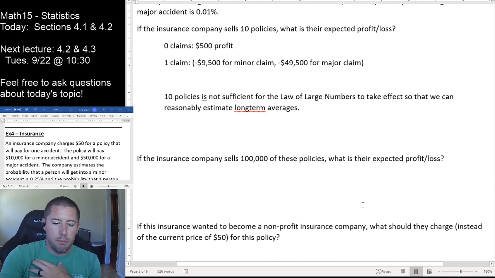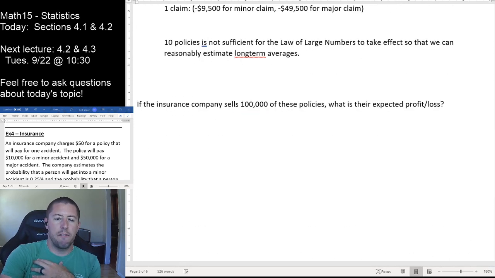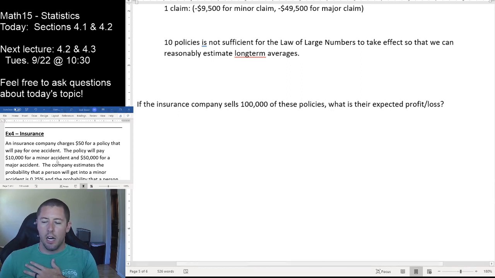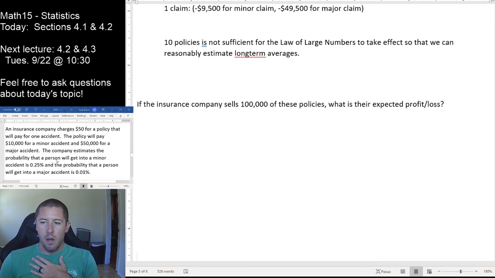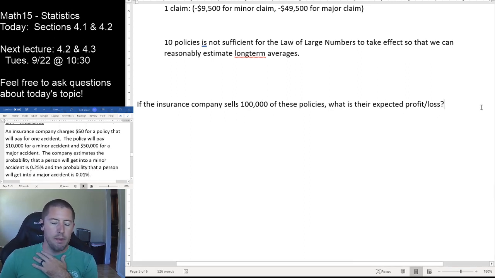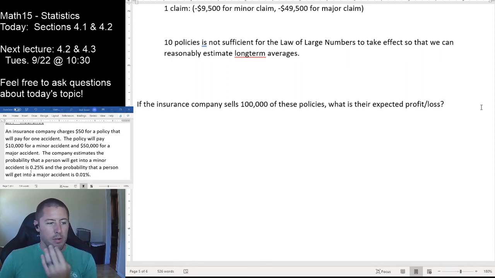Now, much, much more reasonably, if the insurance company sells 100,000 of these policies, what can we expect? And this is a little bit more like what's typical of an insurance company. They need to bulk sell policies to protect themselves against the fact that all it takes is one hailstorm and they might have hundreds more policy claims than they thought.